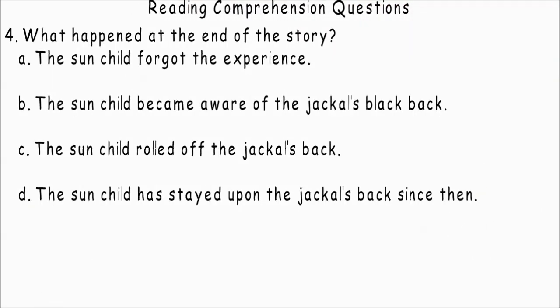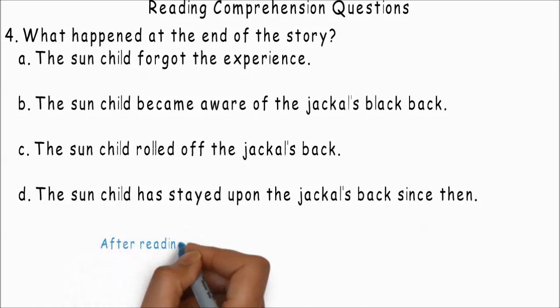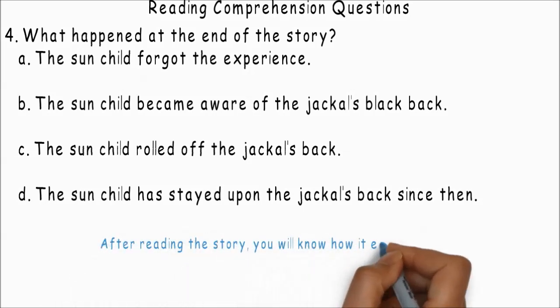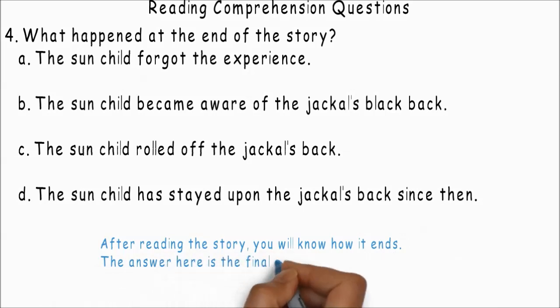Reading comprehension question number 4. What happened at the end of the story? A. The sun child forgot the experience. B. The sun child became aware of the jackal's black back. C. The sun child rolled off the jackal's back. D. The sun child had stayed upon the jackal's back since then. After reading the story, you will know how it ends. The answer here is the final event in the story.